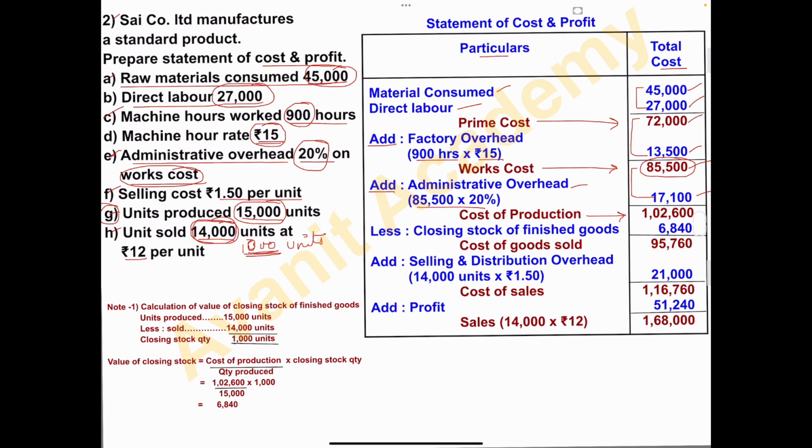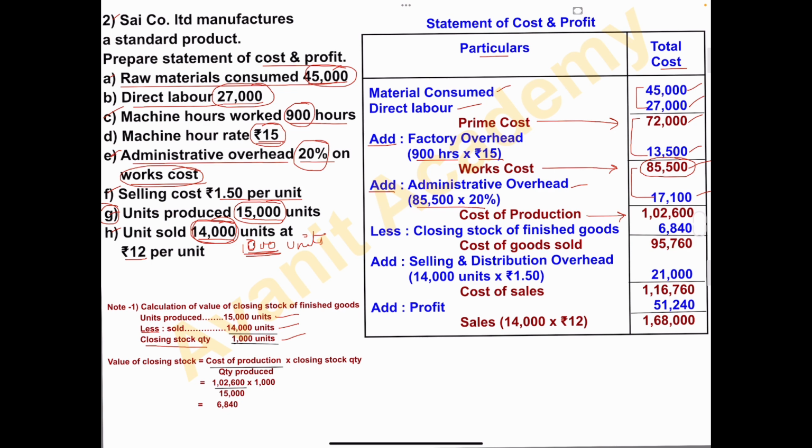Right here, units produced. During this period, how many units are produced? 15,000 units. Less number of units sold. How many units are sold? 14,000 units. So 15,000 minus 14,000, you will get 1,000 units. This is the closing stock quantity: 1,000 units.